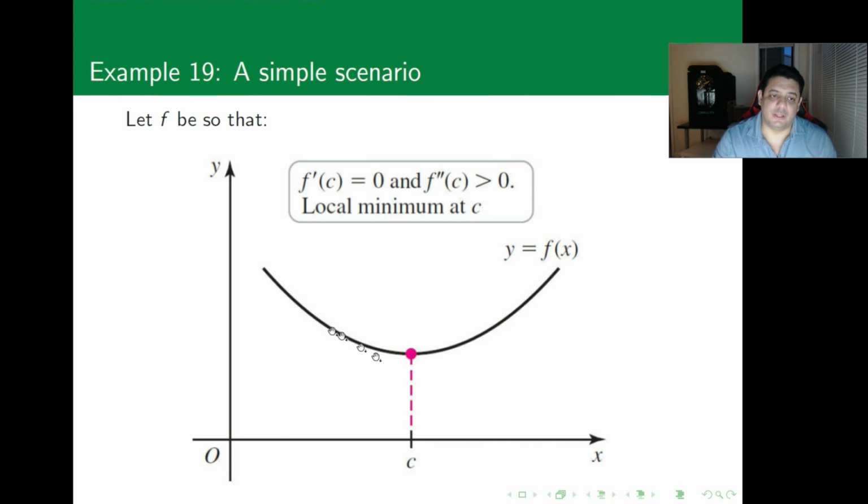Okay, so let's see what that means in terms of the concavity again. We have a critical point, the slope is flat over here in the function, and notice that f2 prime at the point c is bigger than 0, indicating that it's concave up. So this is the situation. We have a local minimum.